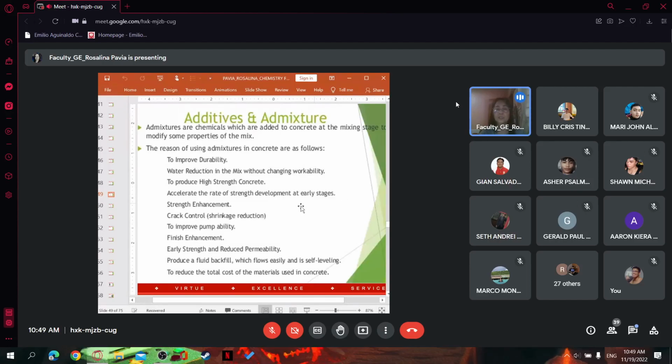At early stages, strength enhancement. Crack control, this is with regard to shrinkage reduction. To improve pumpability, finish enhancement, early strength, and reduce permeability, meaning the seepage of certain liquid to your concrete. Produce a fluid backfill which flows easily and is self-leveling.